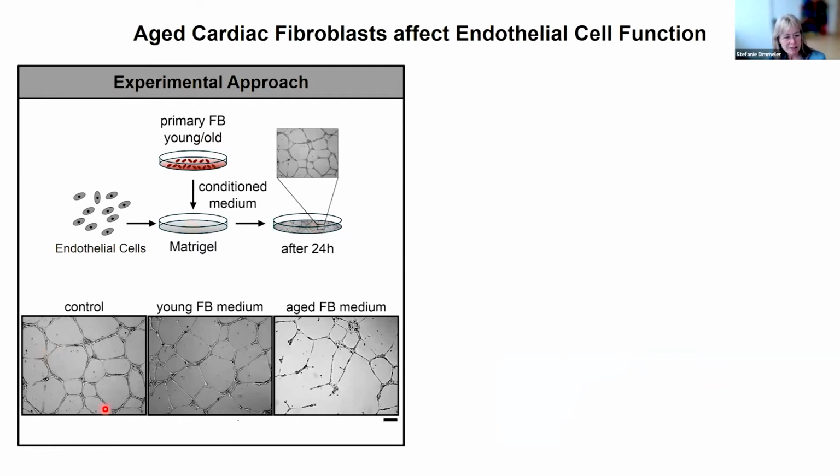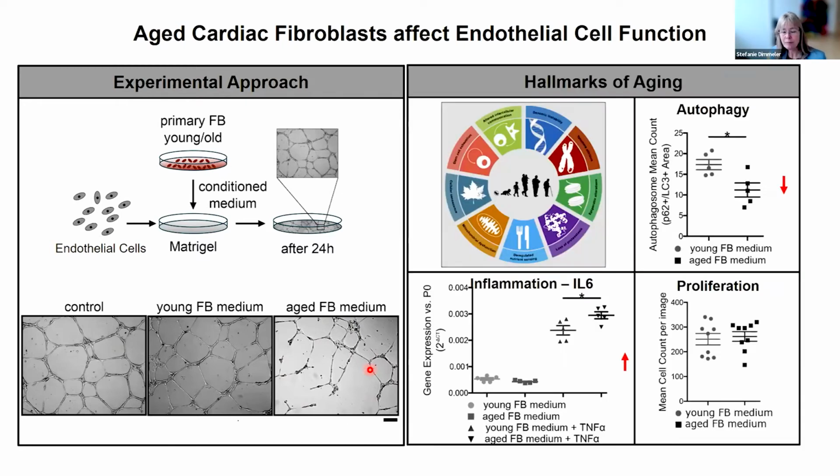You can compare here, these are control conditions. These are typical endothelial cell structures in control conditions. If we add young fibroblast medium, nice structure formation. But you see here, if you add aged heart-derived fibroblast medium, you really see a disturbed structure of the endothelium, suggesting that fibroblasts from aged hearts somehow have a toxic or at least a harmful effect on endothelial cells.